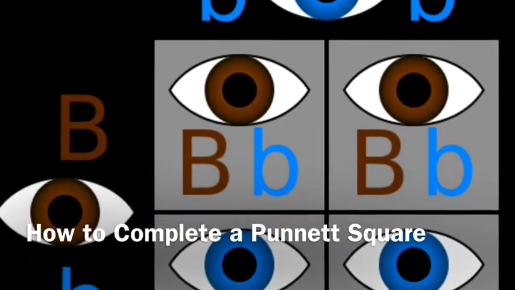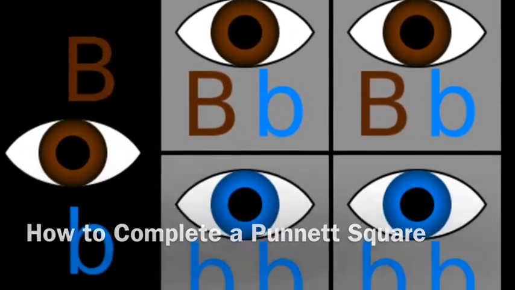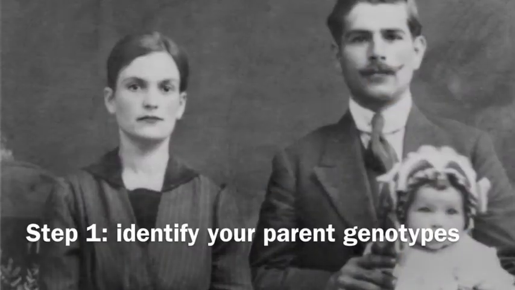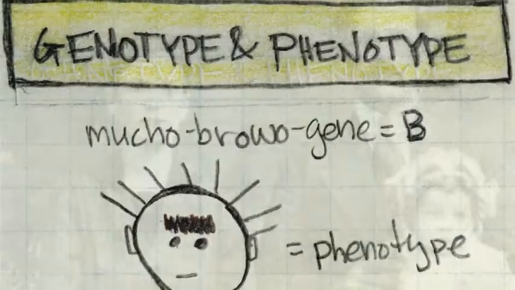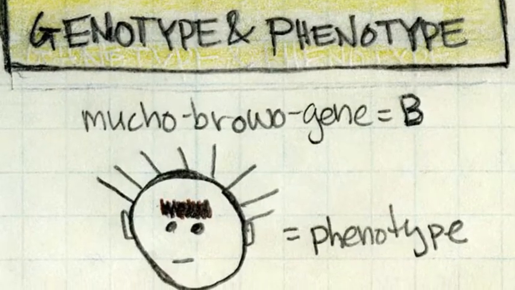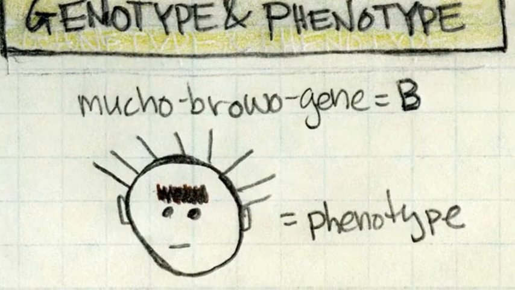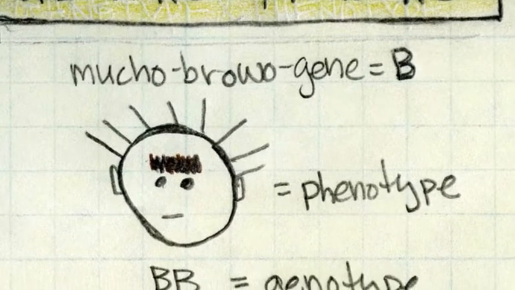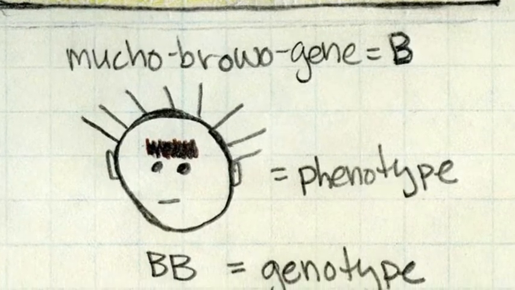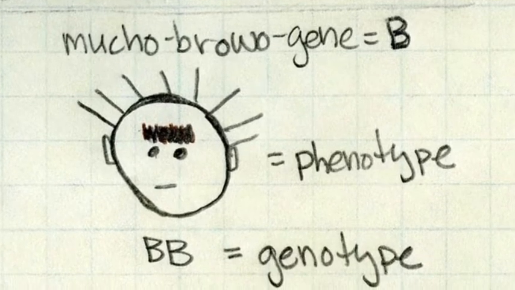Today we're going to study how to complete Punnett squares in 5 easy steps. The first step is to identify your parent genotypes. You'll need one from the mother and one from the father. Each genotype consists of 2 alleles, which are represented by letters that represent the traits that they have.